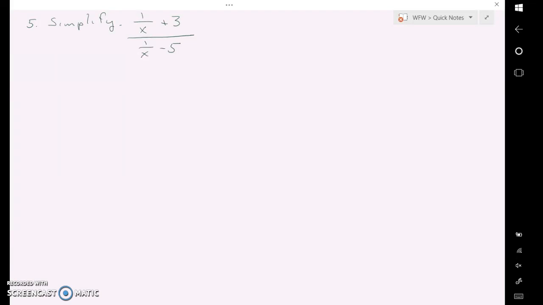Okay, let's simplify this. We need a common denominator on the top and the bottom. So we're going to multiply the 3 by x over x, which is 1. So let's start by making that 3 into a fraction, and we're multiplying it by x over x. I'm doing the same for the 5 in the denominator, and that gives us 1 plus 3x over x and 1 minus 5x over x.